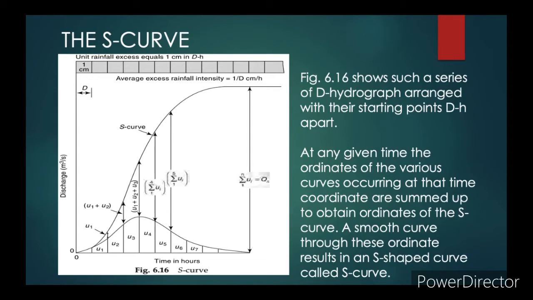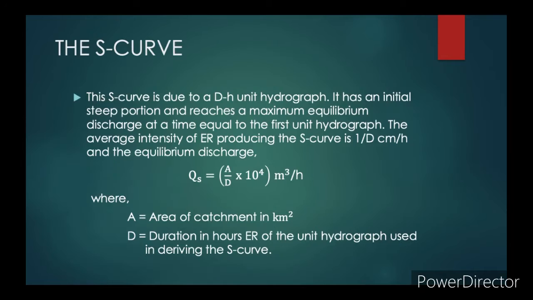At any given time, the ordinates of the various curves occurring at the time coordinate are summed up to obtain the ordinates of the S-curve. A smooth curve through these coordinates results in an S-shaped curve called the S-curve. So, kung di nagikan ang S-curve sa makita sa figure. So, this S-curve is due to a D_R unit hydrograph.